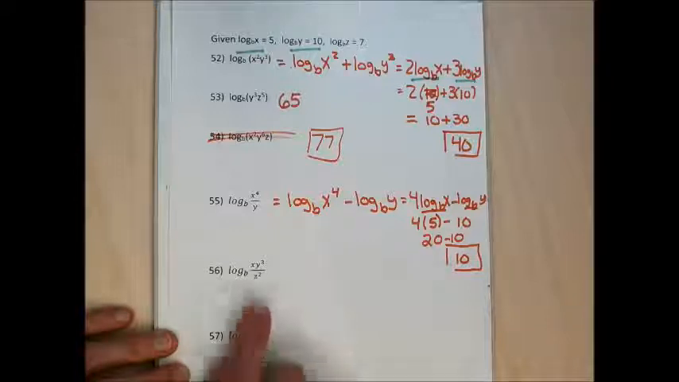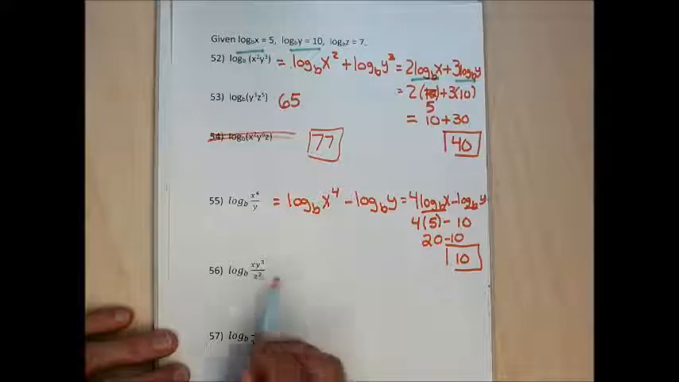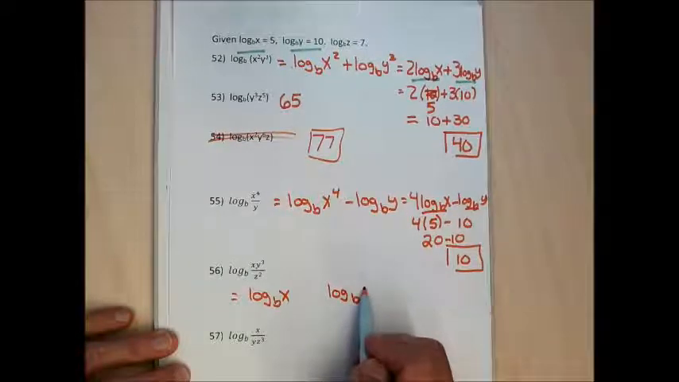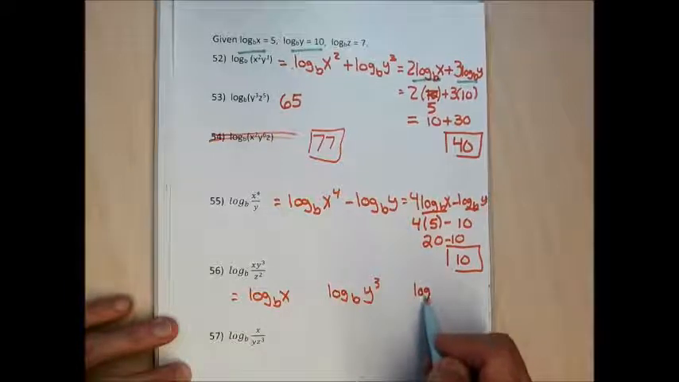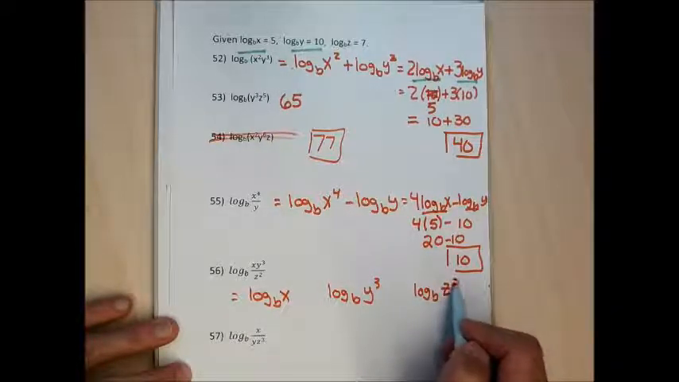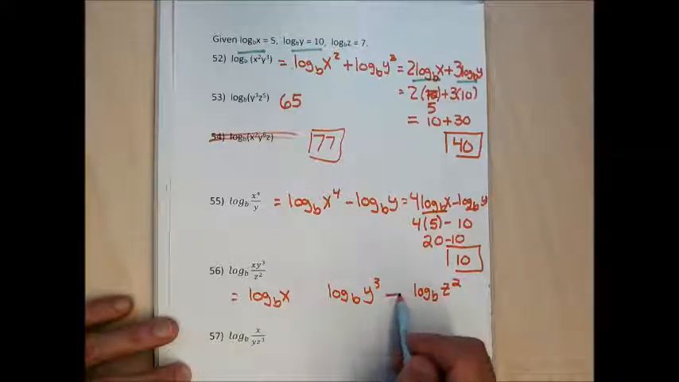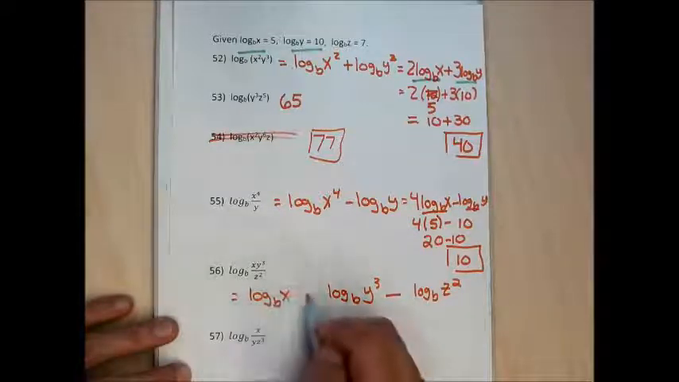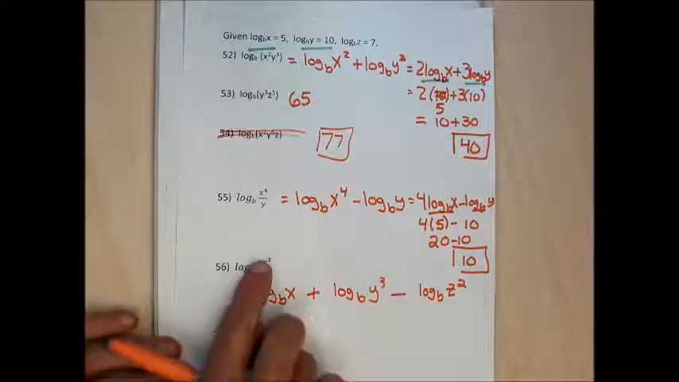To do 56, I'm going to expand it from the one log that's given into three logs because there's three letters. I'm going to make a log base b for the x, a log base b for the y cubed, eventually putting the 3 out in front of the log, and a log base b for the z squared. Any letter that's in a denominator is going to have a minus in front of its logarithm, so the z logarithm is going to get a minus in front of it. Any letter that's in the numerator is going to get a plus in front of it. So this is expanding from one log to three logs.